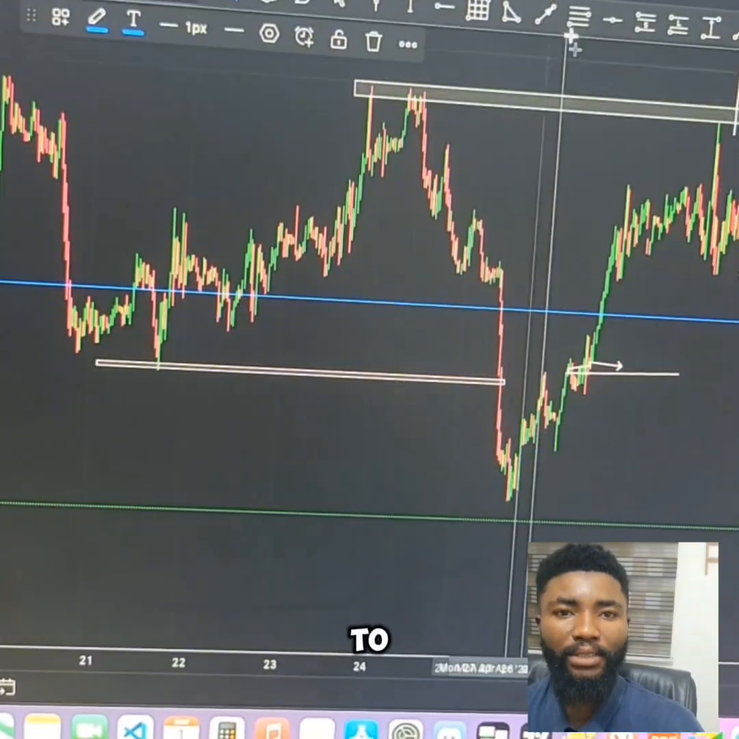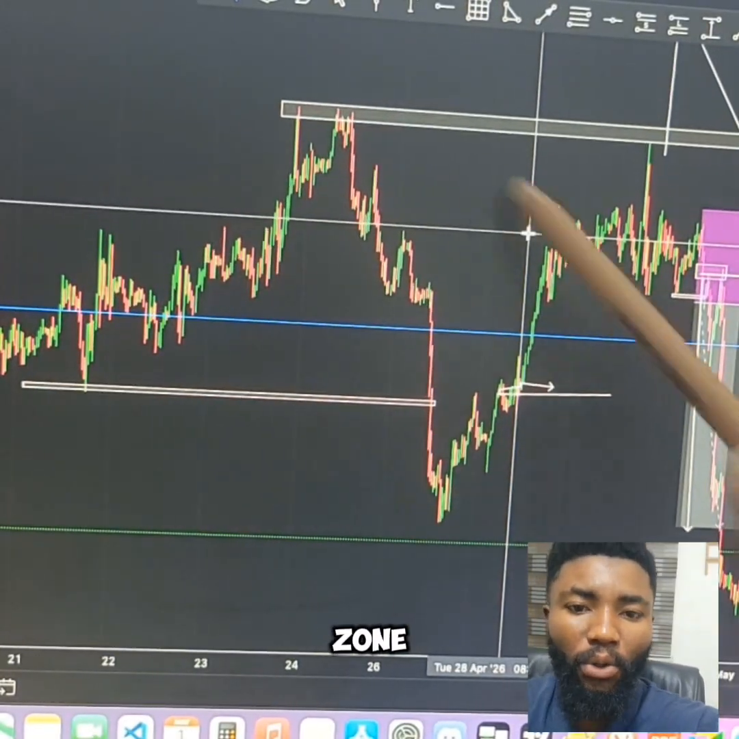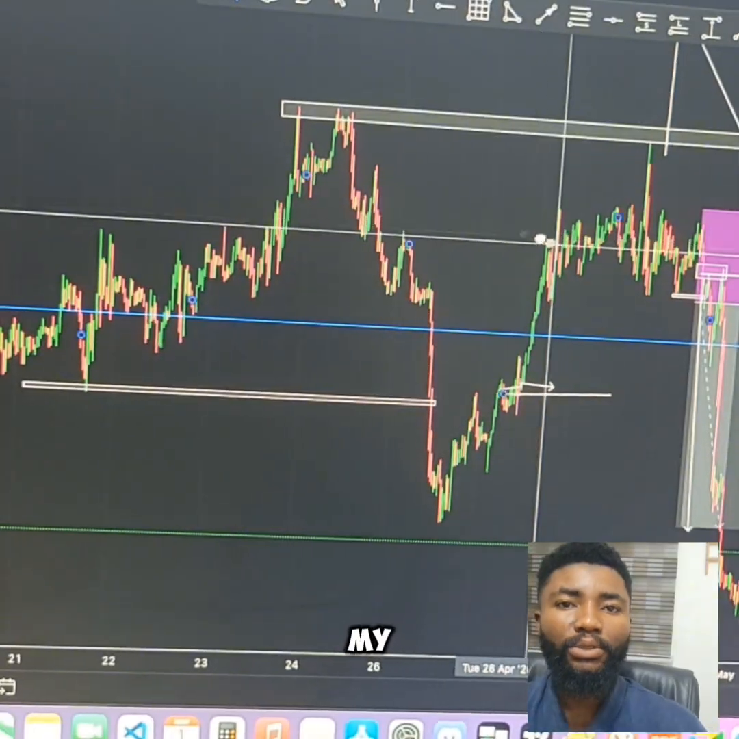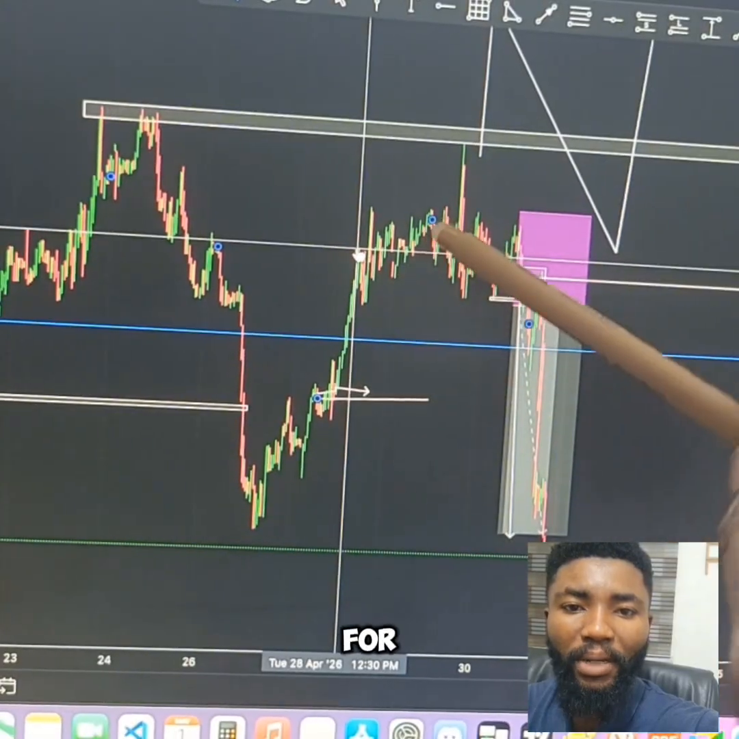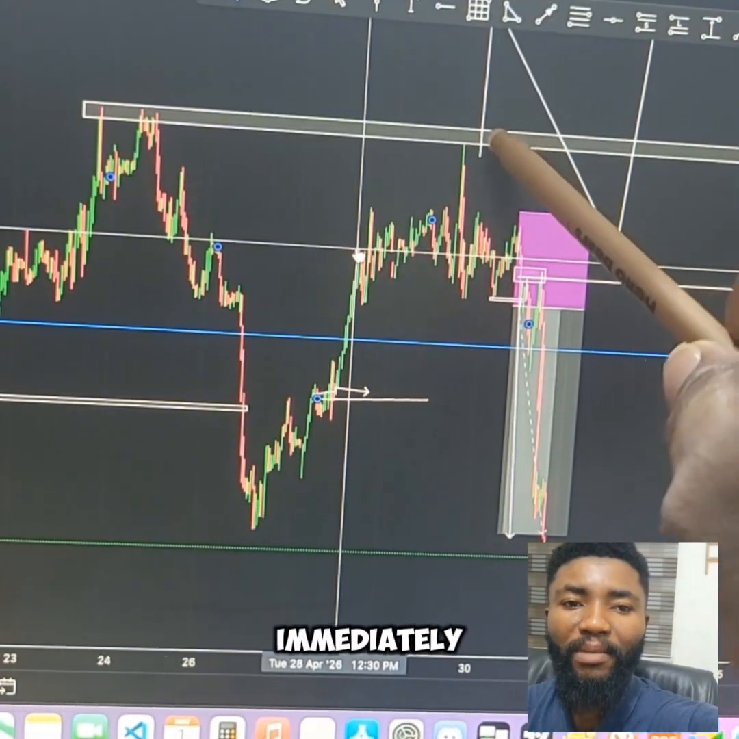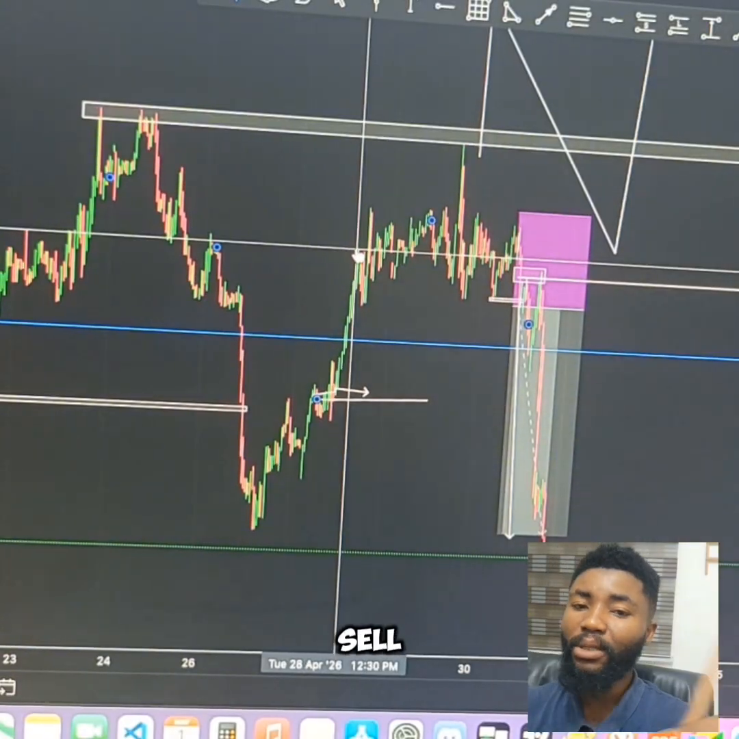So where do I want to sell from? I marked out my zone. All this area here is my zone. All this area that is here is my zone. So I waited for price to tap into that zone. When price tapped into that zone, I didn't just sell off immediately.